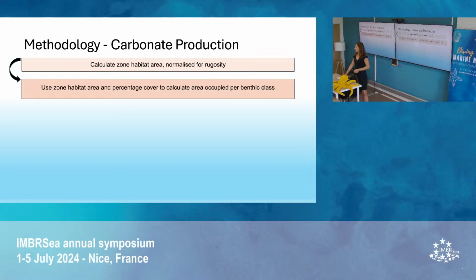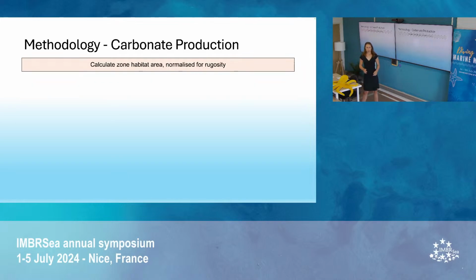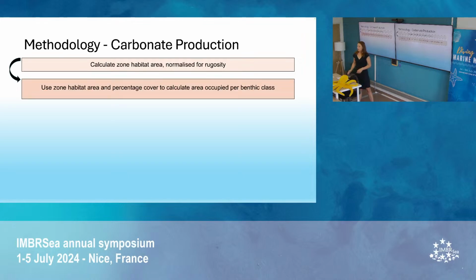For the second part, we started by looking at each of the zones and estimating their habitat area, which is not only meters squared, but we have to normalize it for rugosity, because 1 meter like this flat has a lot less surface area than 1 meter, say, like this. There's a lot more space for corals to be on and a lot more likely for them to be on. We then use that and our percentage cover data to see what the area occupied is for each benthic class.